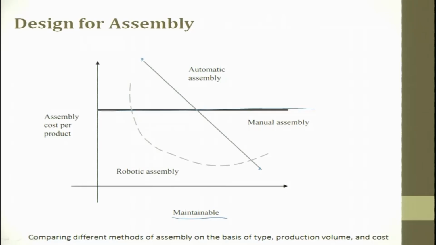And then if you see robotic assembly, it starts from here. It is a very interesting graph. You see it goes from here to here. That means to say it comes very close with respect to costing, and assembly becomes very cheap and very economical, and then it starts slowly rising with respect to maintainability. And here what we talk about is assembly cost per product. So, depending upon the type, the production volume and the cost, this curve is given.